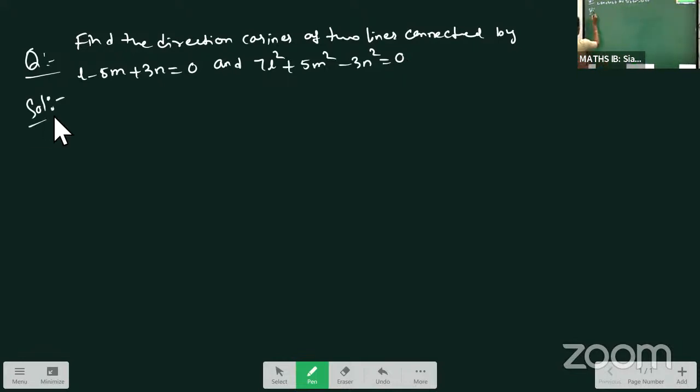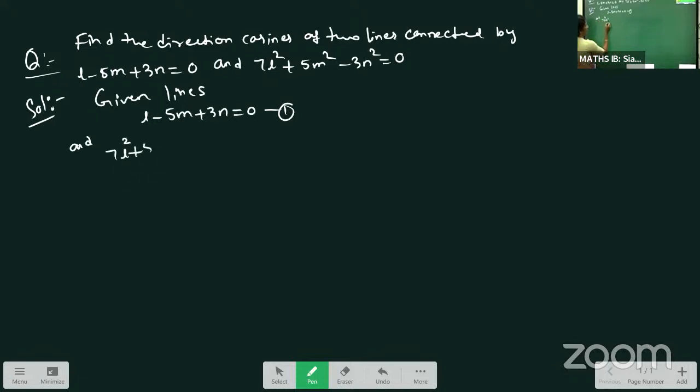Solution goes like this. First, take the given lines. Two different lines are given. If you observe, one is a single degree equation and the second one is a second degree equation. The first one, l minus 5m plus 3n is equal to 0, take it as equation 1. And the second, 7l square plus 5m square minus 3n square is equal to 0, take it as equation 2.